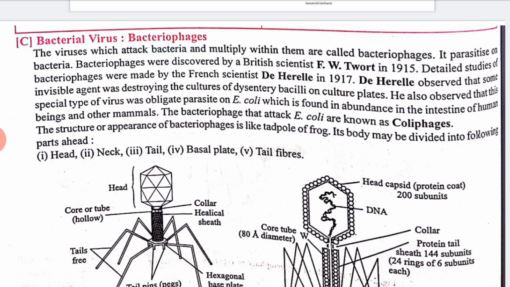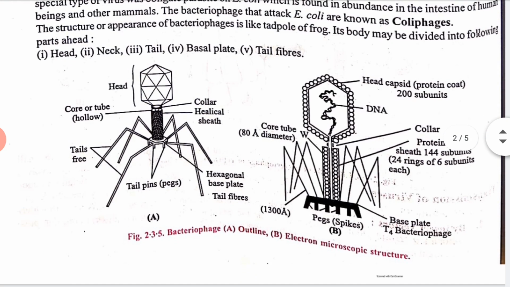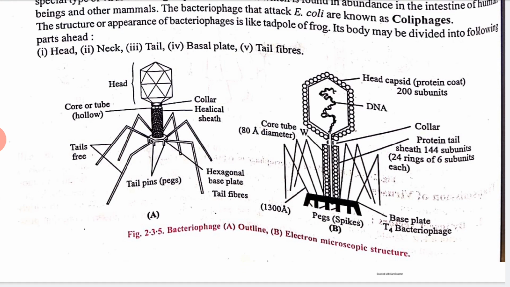So the structure or appearance of the bacteriophage is like a tadpole or frog. Its body may be divided into the following parts: head, neck, tail, basal plate and tail fibers. You can see here the structure of the bacteriophage. It is divided into many parts: head, neck, tail, basal part and tail fiber. Clear? So basically the bacteriophage structure looks like that.